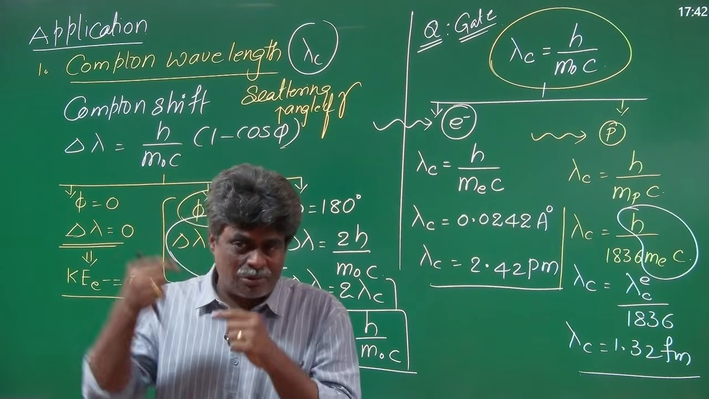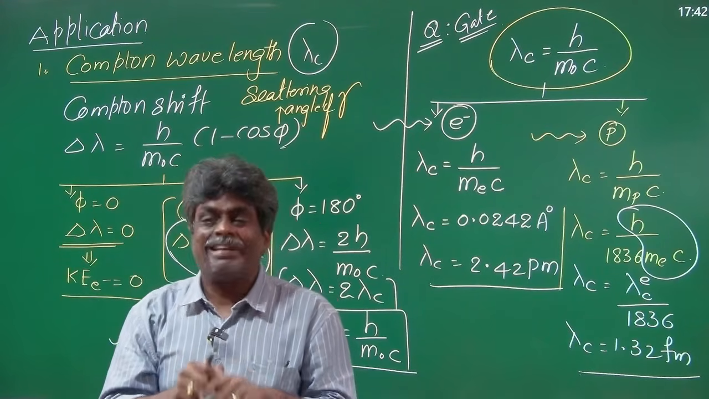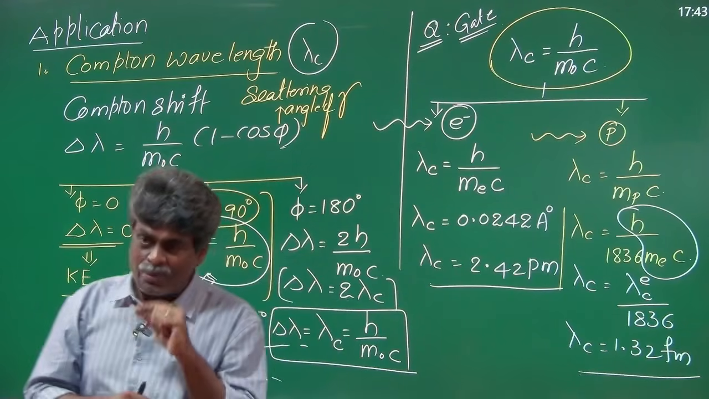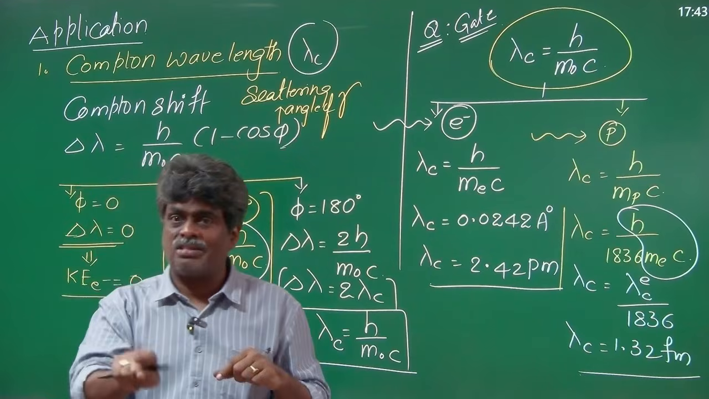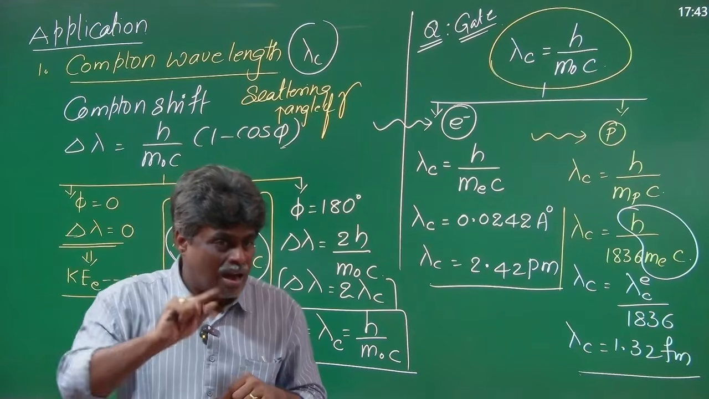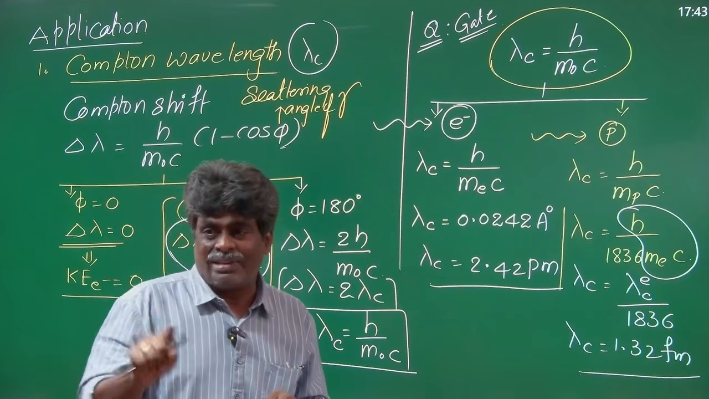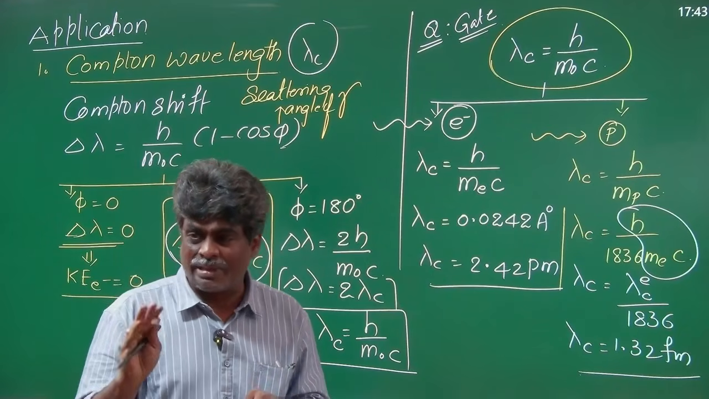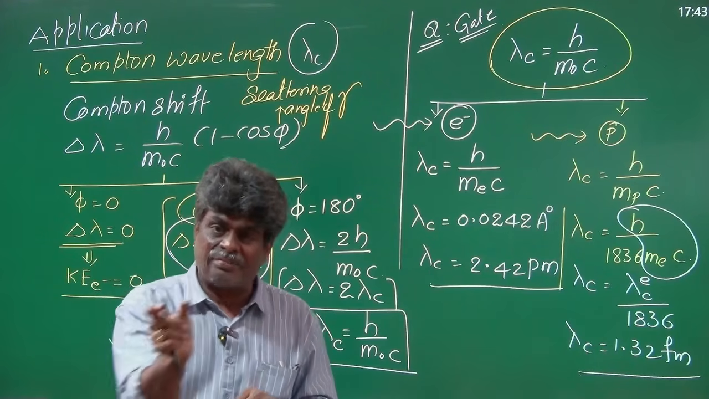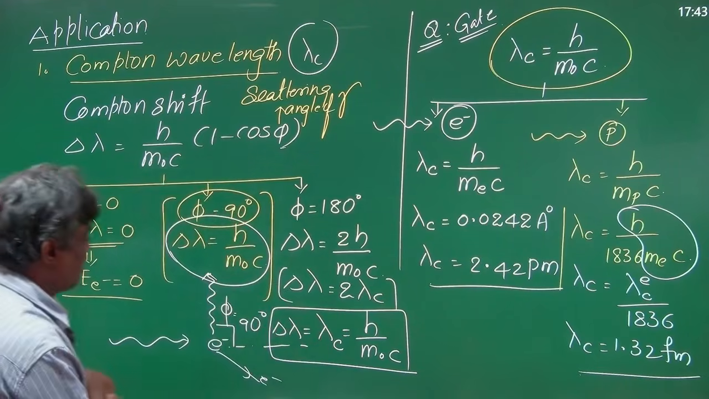Like that, first you have to give instruction to your brain. Then you will easily remember: 1 by nu prime minus 1 by nu equal to h by m naught c square into 1 minus cos theta. We have to identify the difference, not the similarity. Similarities will be there in so many things, and it's very difficult to remember. What is the difference between this formula and that formula? Then you can easily remember.